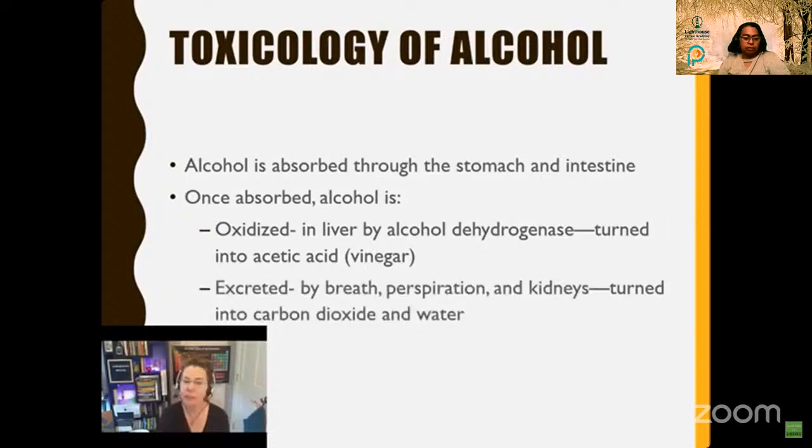Now, the products of this oxidation are excreted by the body, by the breath, by perspiration, and kidneys. And essentially it's turned into carbon dioxide and water over time, because that acetic acid is broken down and turned into sugars in your body.